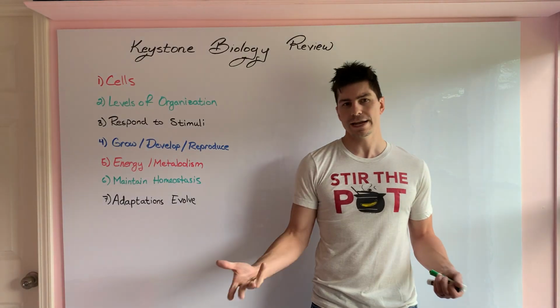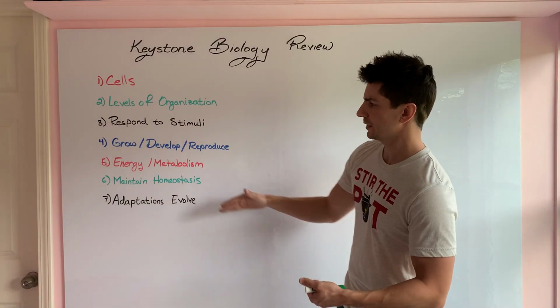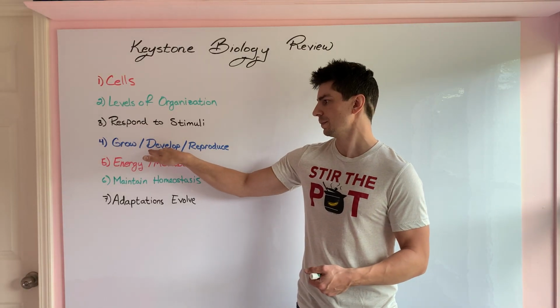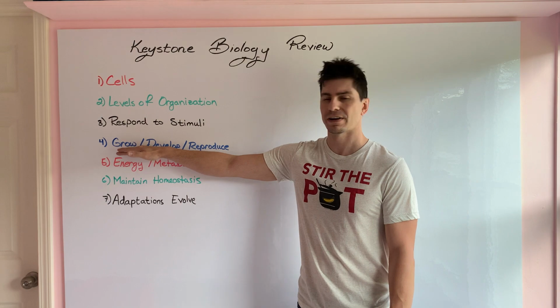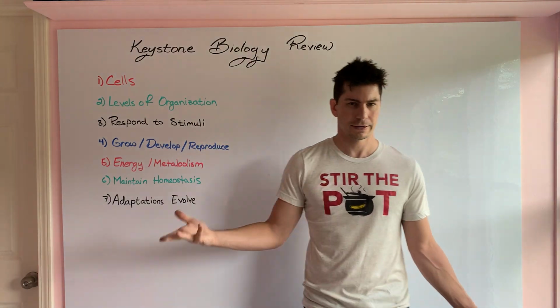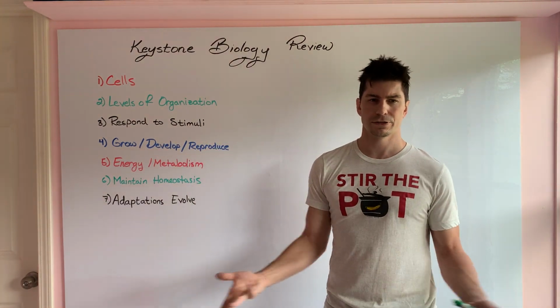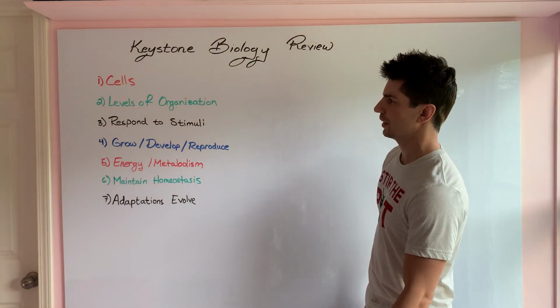Some teachers say there's 8. I'm going to tell you there's 7 because I like to do grow and develop and reproduce as all one thing. Some people will do grow and develop as one and reproduce as another, okay? It doesn't matter which way you do it, you're still going to get the same knowledge that you need to know.